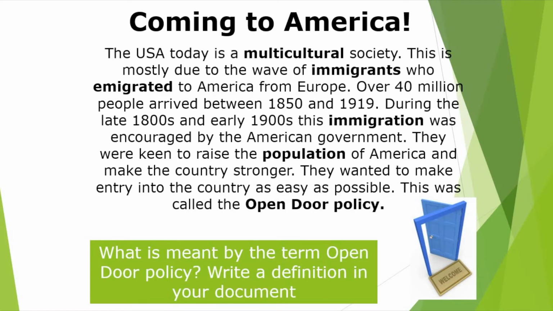They wanted people to come to America, partly due to a belief in something called manifest destiny, where the belief held by the American government is that they needed to fill the lands of America, these vast lands that had Native Americans, or used to be called Indians, living there, and they felt that it was a white person's job to take over this land and to control this land. They were keen to raise the population of America and make the country stronger. They wanted to make entry into the country as easy as possible for these people from Europe. This was called the open door policy.